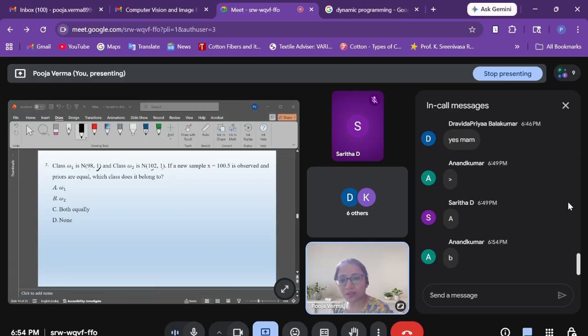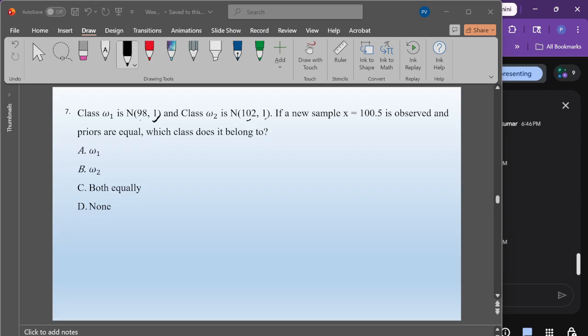I'm answering that the sample belongs to class omega 2, option B. Let's see in detail. Both classes are normally distributed, right? Both variances are 1, and that is the standard deviation.